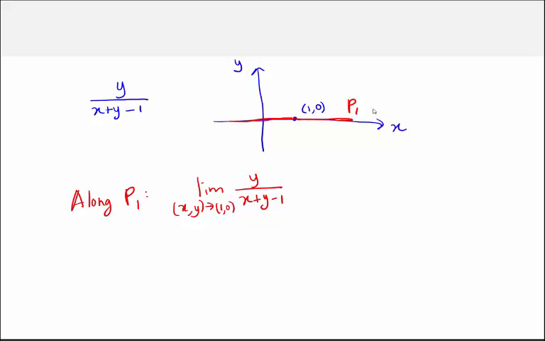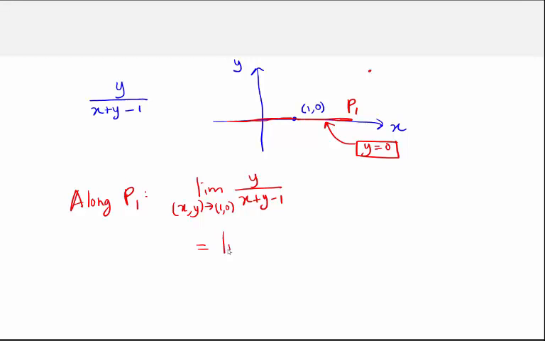Well, this is not the case in general. If we have points which are off the x-axis, then it is not necessary that y is always 0. However, on the x-axis, which is given by the equation y equals 0, any point (x, y) on P1 will have 0 in the y coordinate. Therefore, when (x, y) approaches (1, 0) on P1, we can always substitute y by 0. Therefore, the limit now becomes the limit of 0 over x plus 0 minus 1. And since y is always 0, then we are left with x approaching 1.